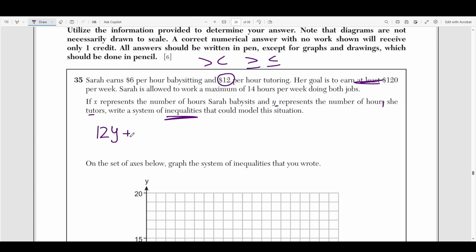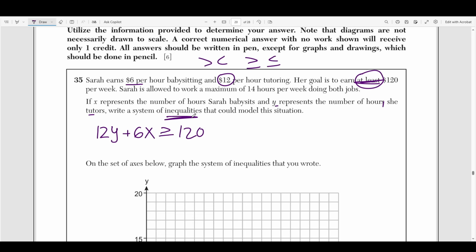And if she adds that to $6, which is the amount of money she earns per hour babysitting, multiplied by X, which is the number of hours that she babysits for, that'll give you the total amount of money that she earns. Now her goal is to earn at least $120. Making at least $120 means the lowest amount of money that you want to make is $120. So that means that 12y plus 6x has to be greater than or equal to 120.